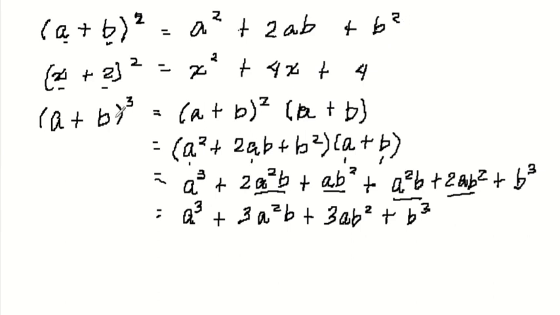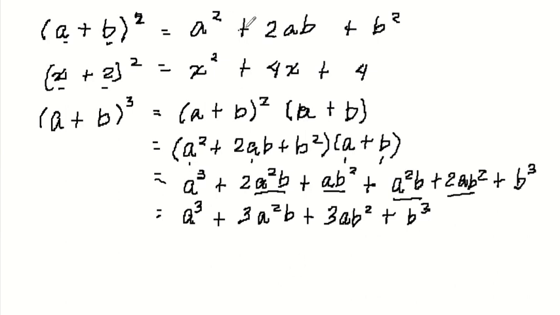Okay, the same goes with when the binomial is cubed. Look at the powers of a and b. A becomes cubed after the first term, 3, 2, 1, and 0, and then the same goes with b, 0, 1, 2, and 3. Now, how about the coefficients?